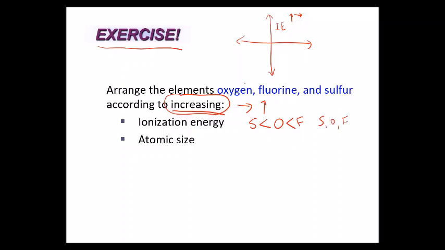How about atomic size, atomic radius, which is of course this part of the plane. So left and down it increases. Which one is going to be the smallest? Fluorine is the smallest in this case, then oxygen, then sulfur. So F, O, S, exactly right.